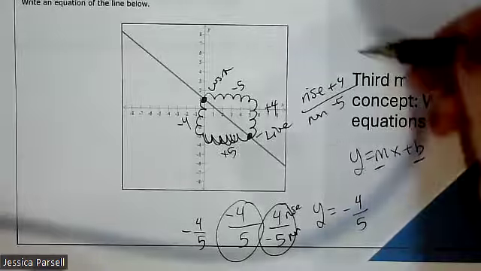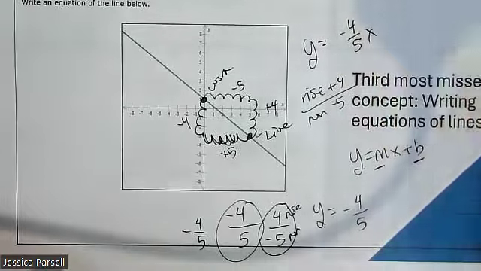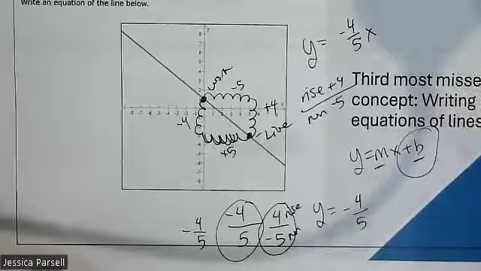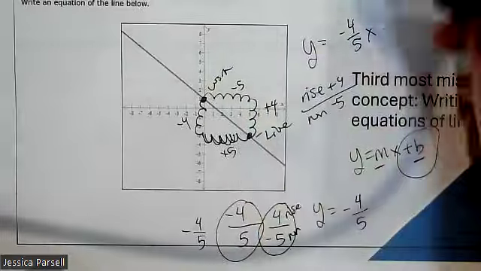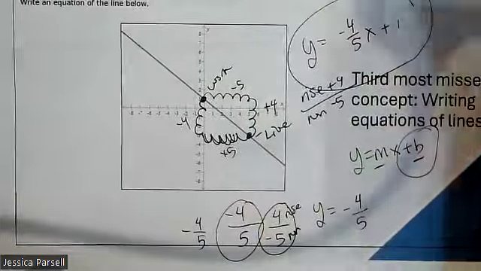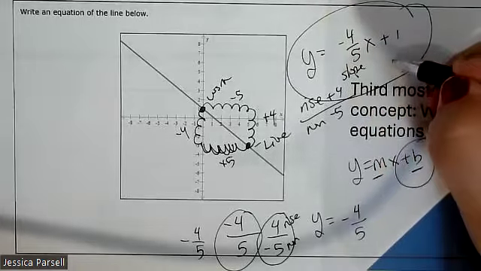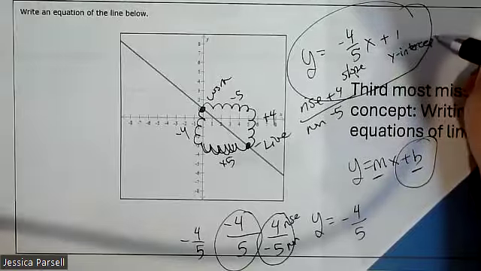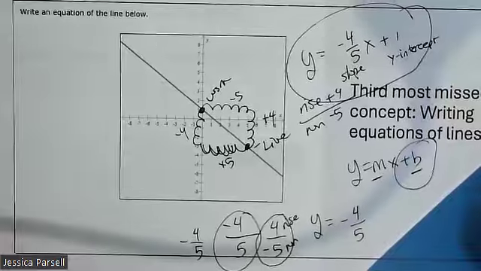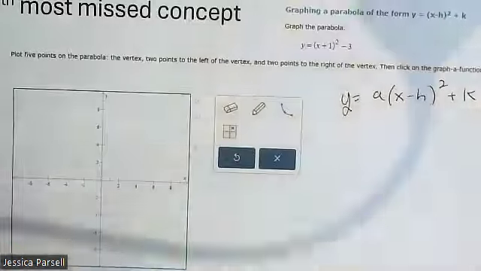Okay, so our equation is y equals -4/5. Don't forget your x. And then the last piece is, where does it cross the y-axis? So it crosses the y-axis. Here's your y-axis at +1. So that's your equation, right? There's your slope and there's your y-intercept, or where it intersects the y-axis. Okay, that's the third most missed concept. Don't let that get you.